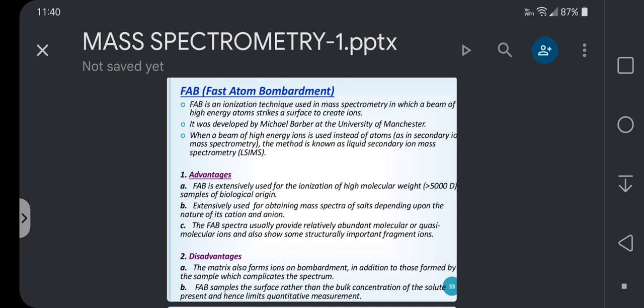The disadvantages of fast atom bombardment are: the matrix also forms ions on bombardment in addition to those formed by the sample, which complicates the spectrum. The FAB samples the surface rather than the bulk concentration of the solute.